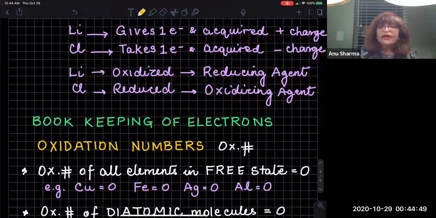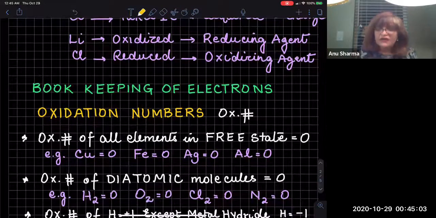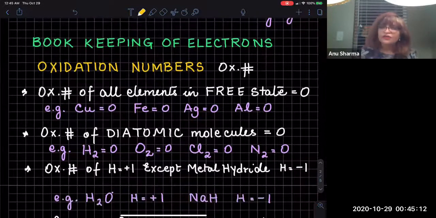Lithium, on the other hand, is oxidized, but it is acting as a reducing agent because it gave away the electrons. Chlorine, on the other hand, acquired those electrons, therefore it is acting as the oxidizing agent. So keep that in mind: the species that gets oxidized is actually a reducing agent. The species that gets reduced is actually acting as the oxidizing agent.